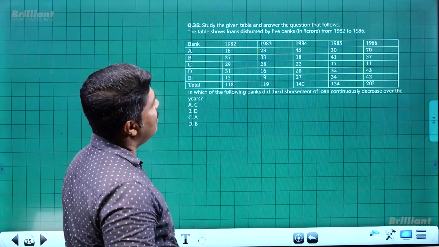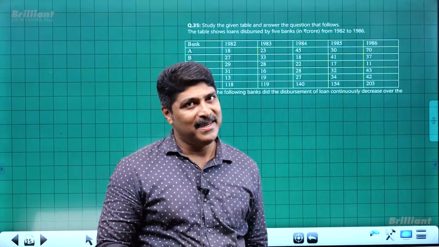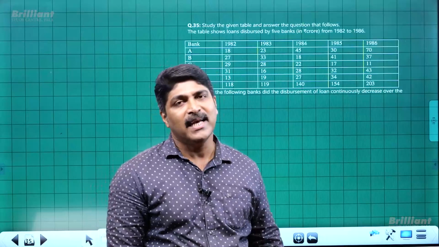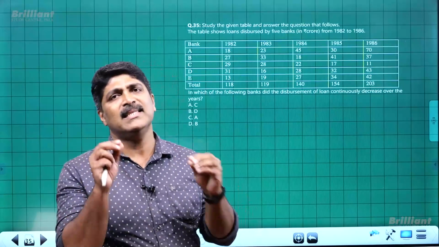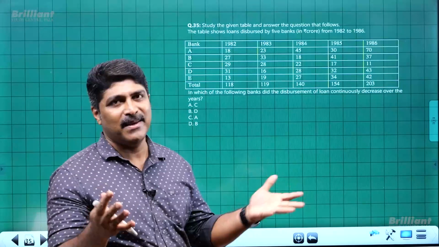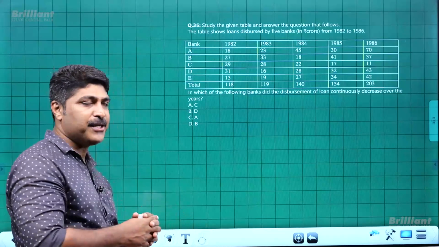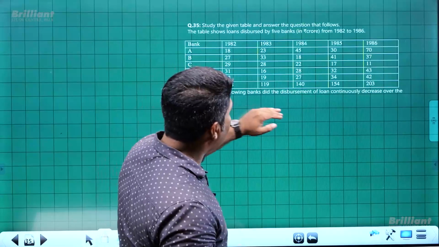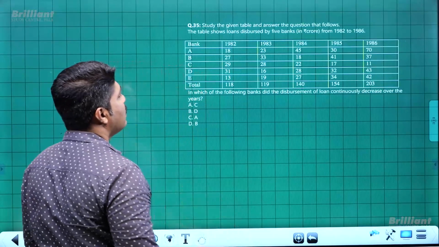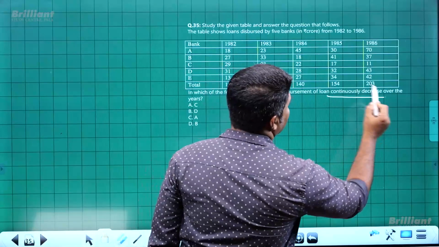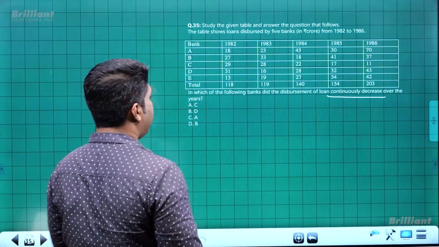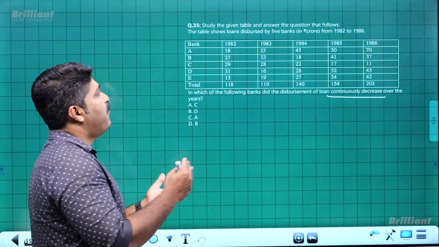Yeah, well, it's another question from data interpretation. I already mentioned that point. This set contains mostly easier kinds of data interpretation questions. So it's an observation type of question, not a complicated calculation type question. In which of the following banks did the disbursement of loan continuously decrease over the years? Continuously decrease over the years. That's it. It's an observation type of question. Look at the options. The options are these 4 banks' names.